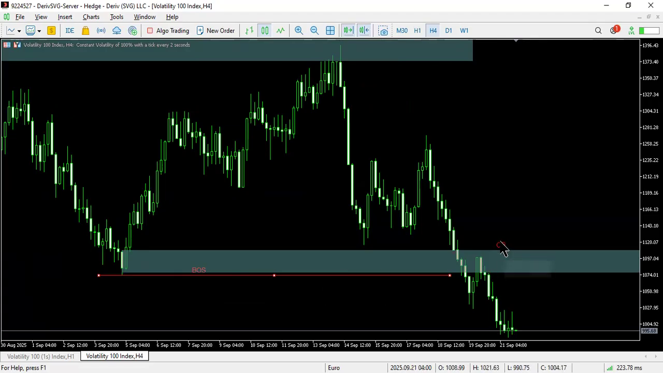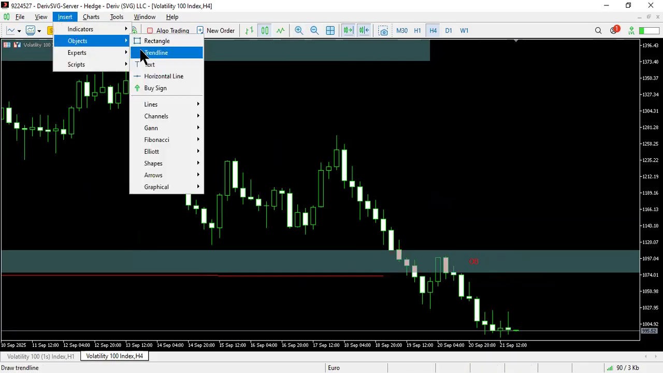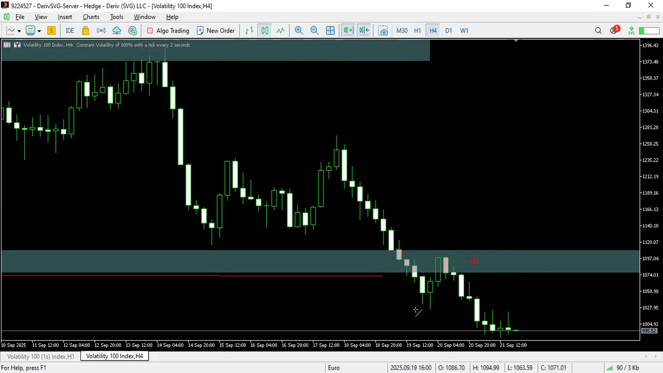Looks like this order block has been mitigated, because price broke structure and then it went to retrace back into that order block. So this order block has been mitigated. But let us look for a new break of structure and mark a new order block. So we have another break of structure here.